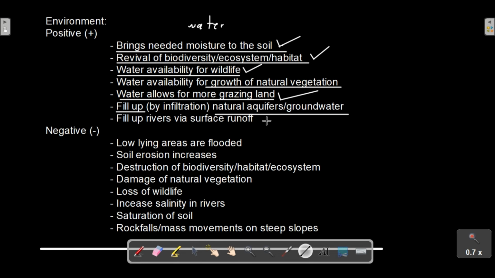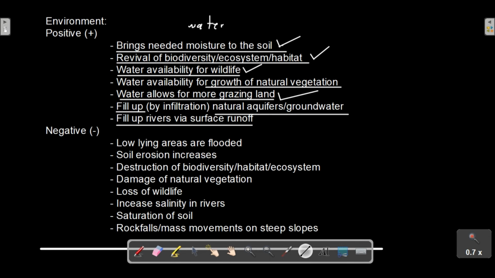It fills up natural aquifers or groundwater aquifers. Those are the rocks that store water. These are important because we will eventually need them on dry days. So water infiltrates the soil, gets into these natural aquifers, underground, so that we can retrieve it during difficult times.